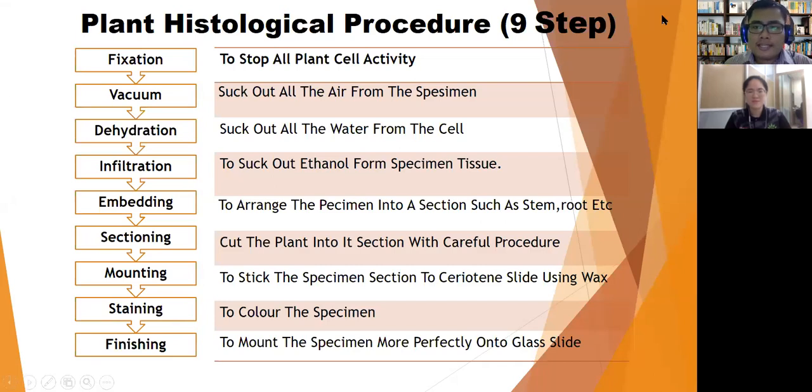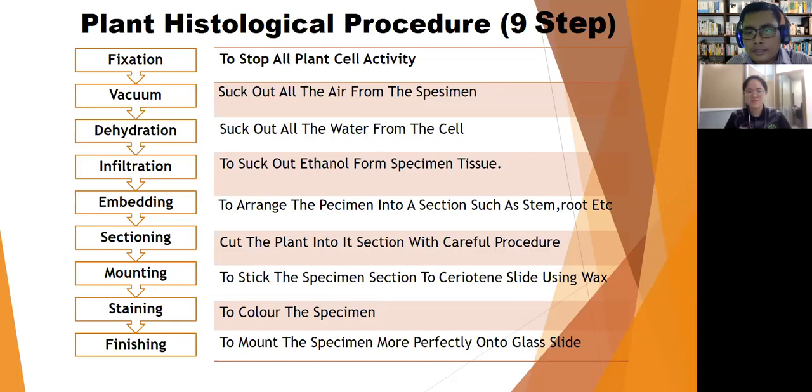This procedure contains 9 steps. The first step is fixation, where the objective of this procedure is to stop all the cell activity. Okay, then the second procedure is vacuum. The objective of this step is to suck out all the air from the specimen. Third, the dehydration process, where we remove all the water from the cell.